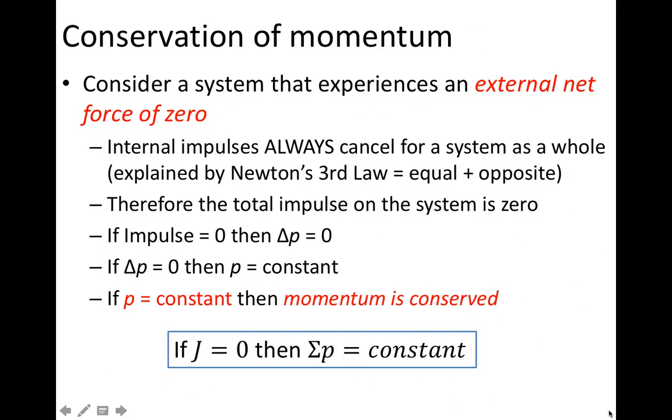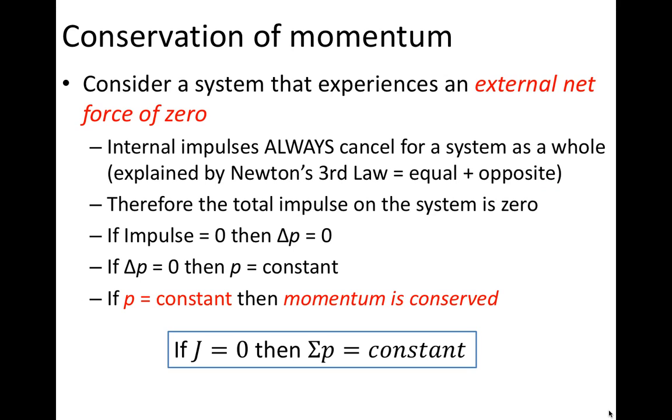It's conservation of momentum. If we have a system where there is no external net force acting, then internal impulses will always cancel. And if internal impulses cancel, that means the total impulse on the system is zero. And if the impulse is zero, that means that the system does not change its momentum. And if the momentum does not change, that means it is constant. And when something is described as being constant, it is described as being conserved.